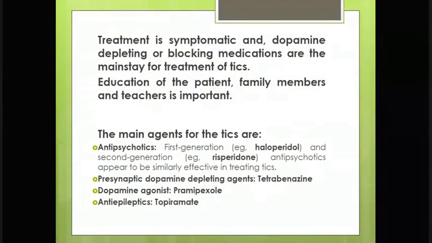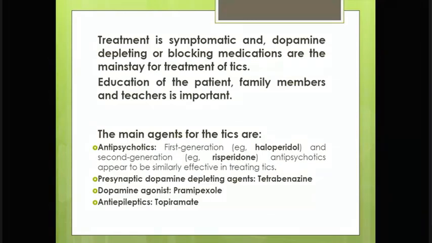The main agents for tic are antipsychotics. We have first generation and second generation, which are used nowadays. We have a presynaptic dopamine depleting agent, tetrabenazine, used in chorea and in dystonia. Very widely used in movement disorders. The safety profile is very high.